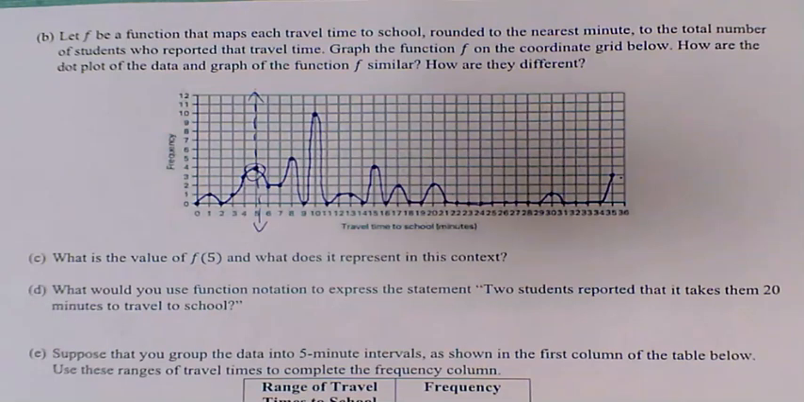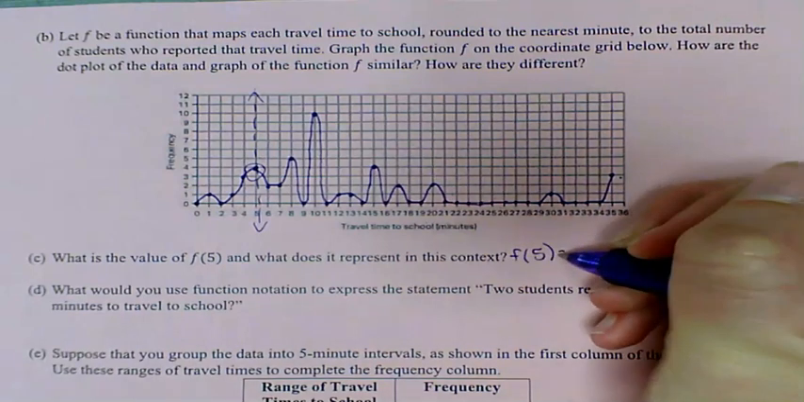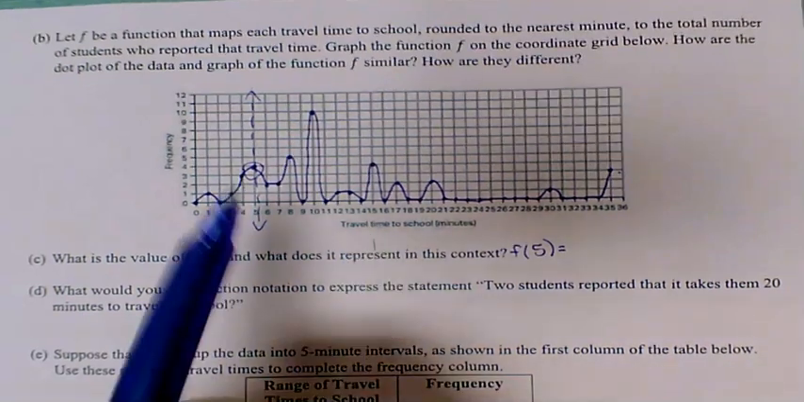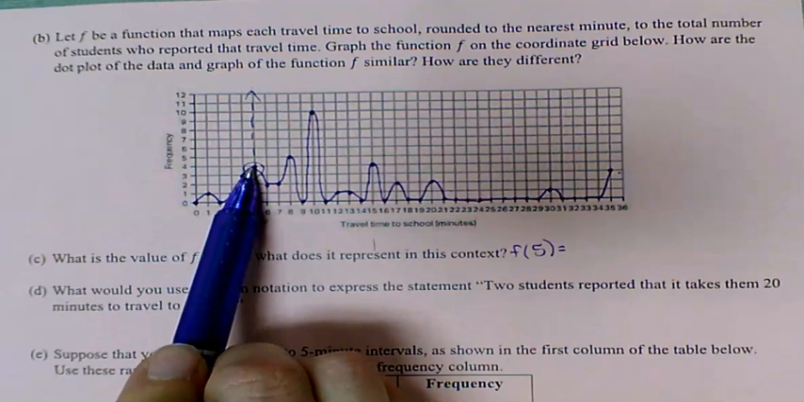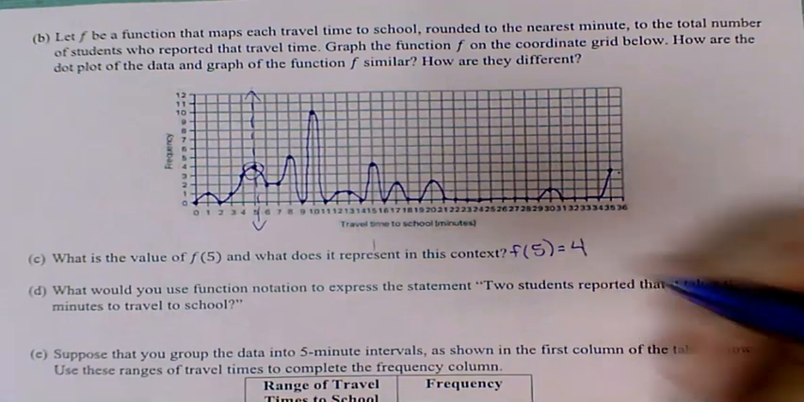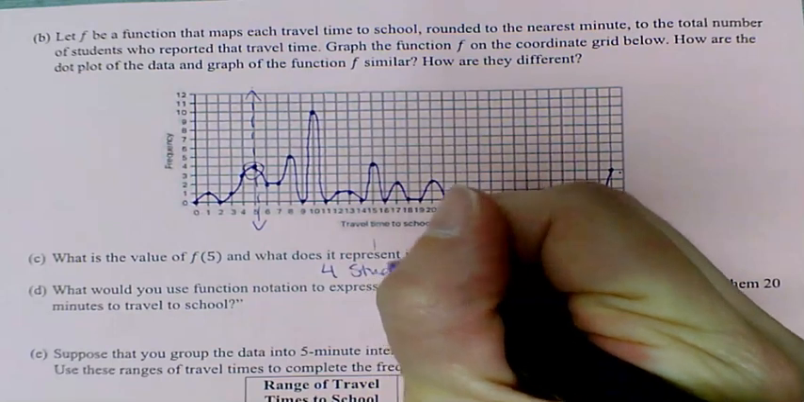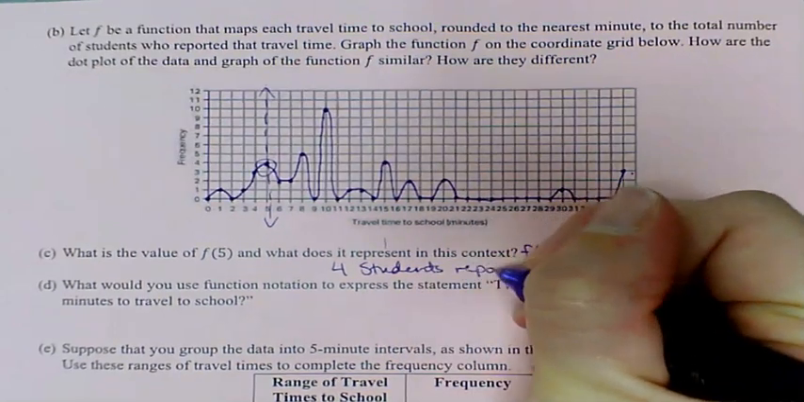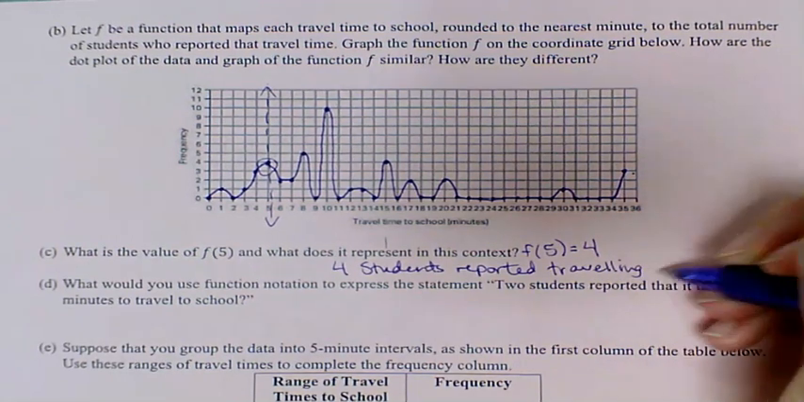So part C says, what is the value of f of 5? And what does it represent in this context? Remember that 5 is an x value, so that's along the x-axis, and that's an amount of time. So when f of 5 is being found, 5 is your x value. If you go up right here, here's that point, and all the way over, that's a 4, a frequency of 4. So f of 5 equals 4. And what this means is that 4 students chose that it took 5 minutes to get to school. 4 students reported traveling 5 minutes.